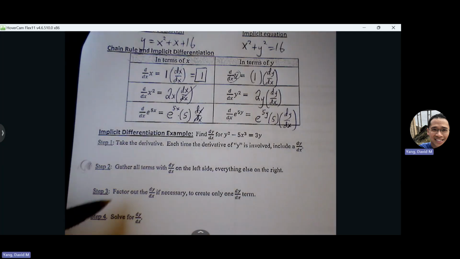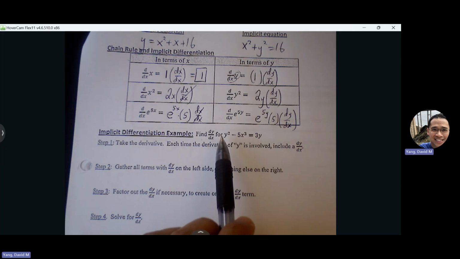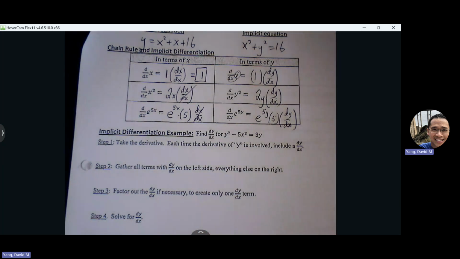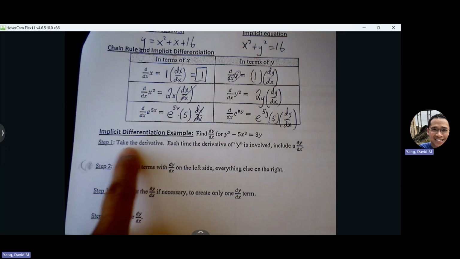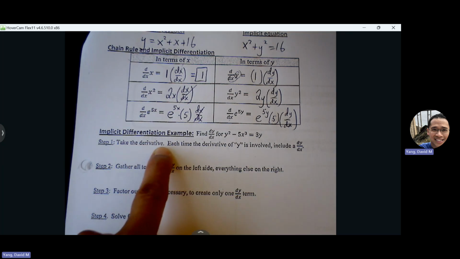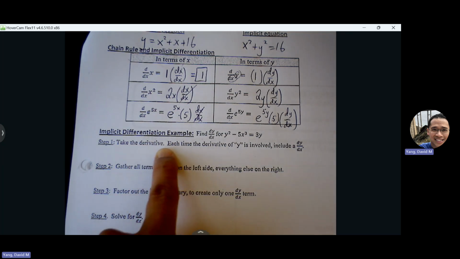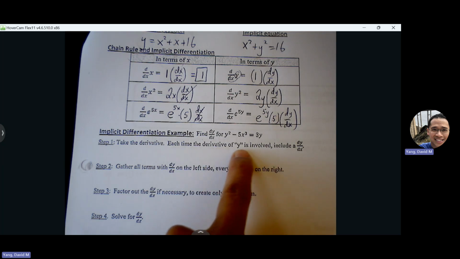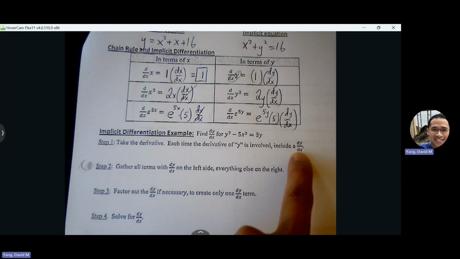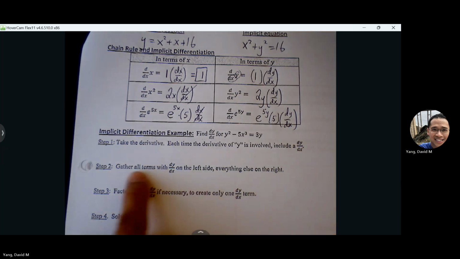So here are the steps we're going to take. Anytime you see something strange with the y's, either multiple y's or y raised to anything other than the first power, you know that you're going to have to go through implicit differentiation. So first step, take the derivative like you normally would, treat each variable the same way. But each time the derivative of y is involved, we have to make sure we multiply or include the dy dx immediately after that variable's derivative.